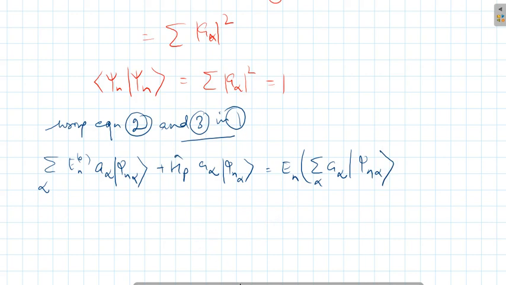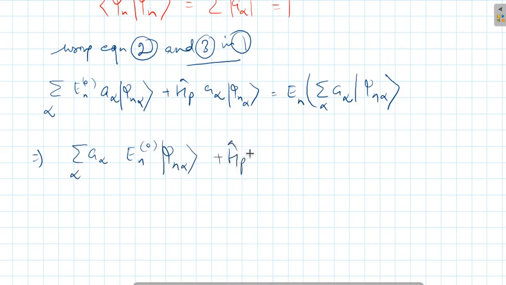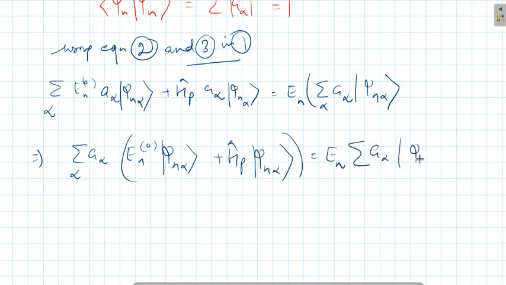Let me make a certain simplification. Now this equation will become, because A alpha is here in this term and it is also sitting with this term, it can be taken outside. So it is summation over alpha A alpha, En0 phi n alpha plus HP phi n alpha, must be equal to En summation A alpha phi n alpha, right?